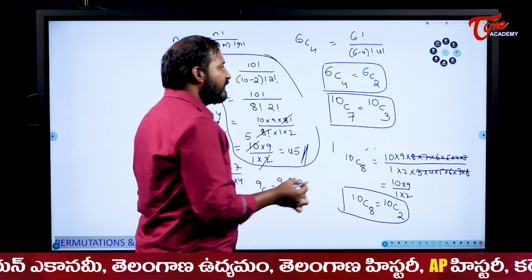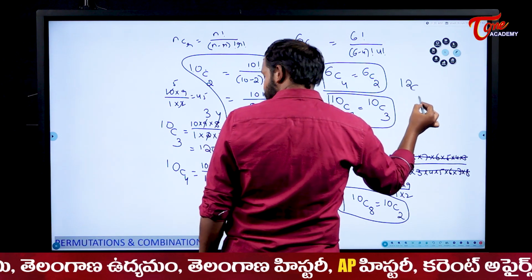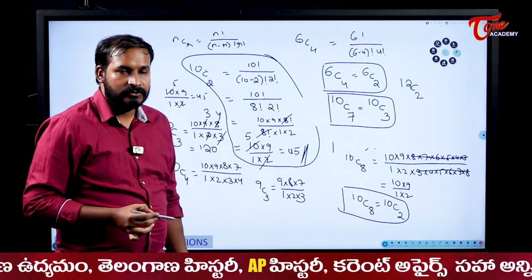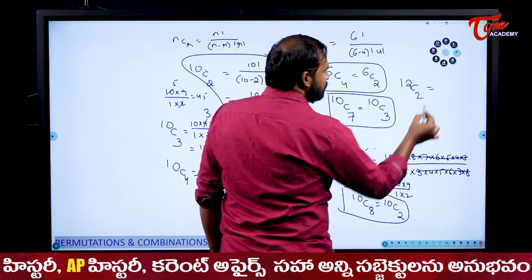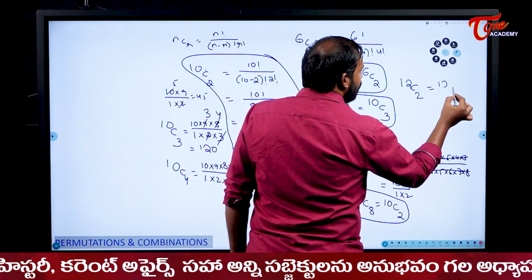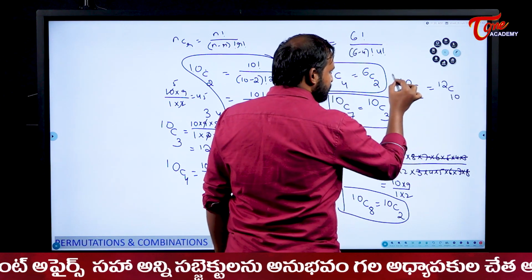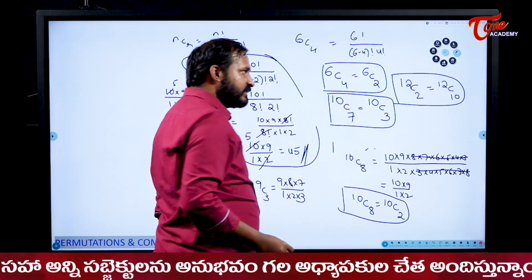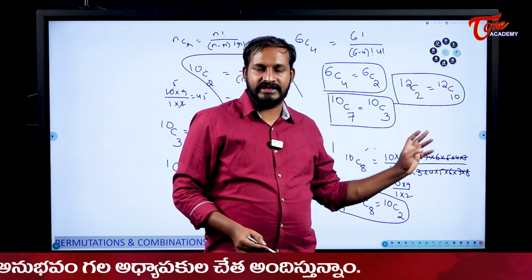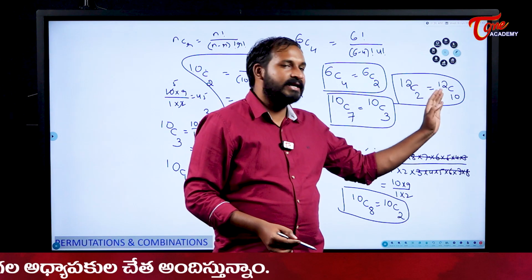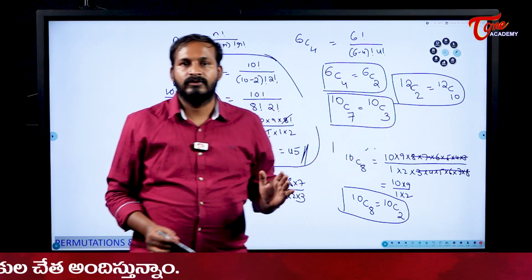10C3. Similarly, if I want to find 12C2, so 12 minus 2, it becomes what? 10. So it will become 12C10, or else like this, vice versa also. Depending on the situations, we will change these things. Usually, we will not write 12C2 as 12C10, but for your understanding, I am writing 12C10 as 12C2, nothing more than that.